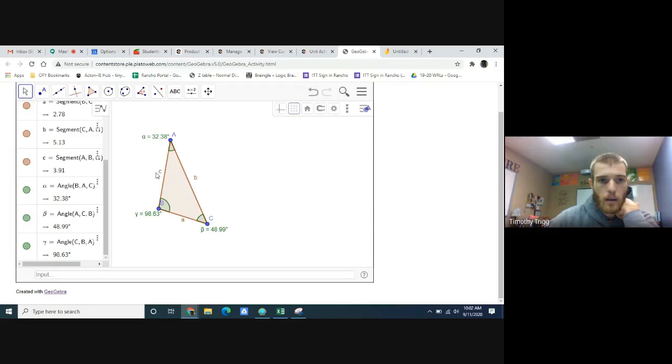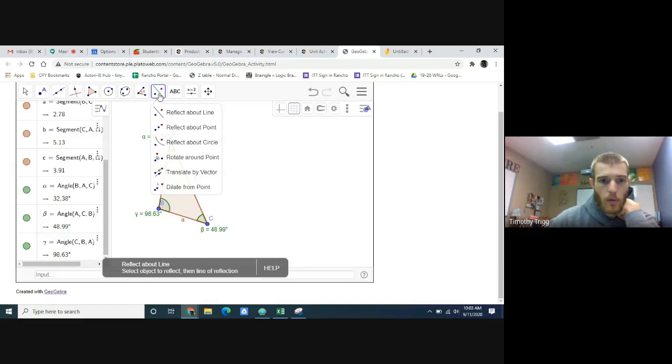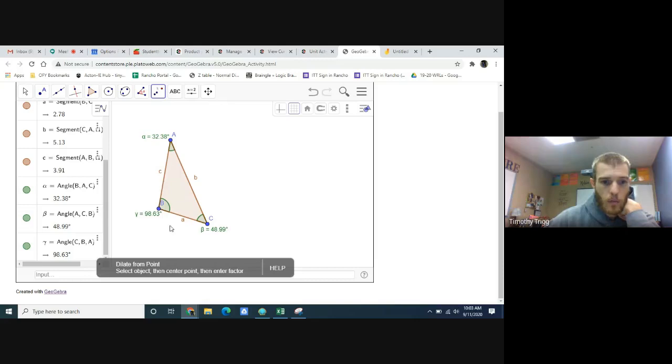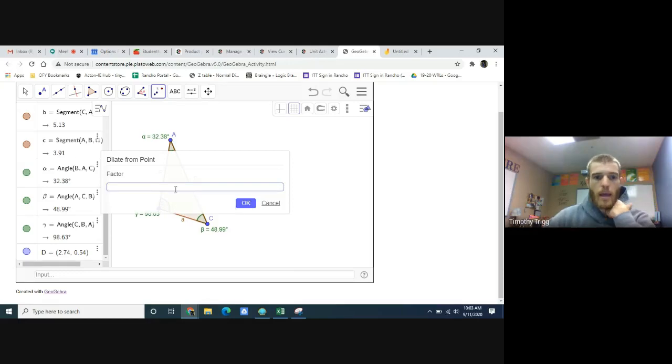Okay. Now, again, we're going to go to the dilation. So go to this tool right here. It looks like a red and a blue dot separated by a line. Click on that. And we want to go to dilate from point. We're going to click on the triangle, and then you can click pretty much anywhere. And we want to change the size. You could use any factor you want. Don't make it too big though. If you just want to make it a little bit bigger, that's good. So I'll do 1.5. So it'll be 50% bigger than the other one that we had before.